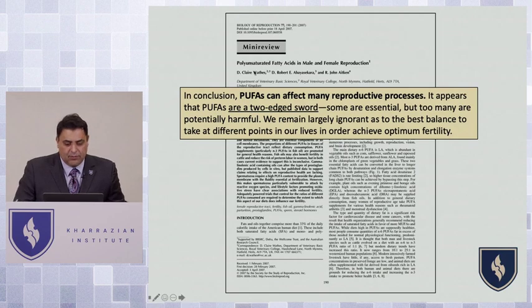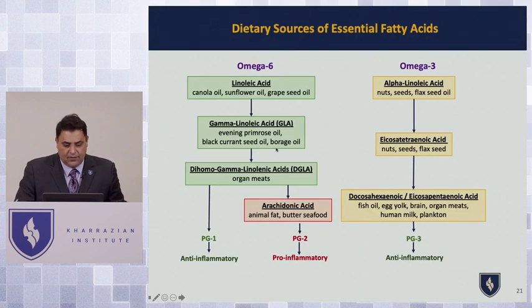Now, in this paper titled Polyunsaturated Fatty Acids in Male and Female Reproduction, they found that polyunsaturated fatty acids can affect reproductive processes, but appear to be a two-edged sword. Some are essential, but too many are potentially harmful. And ultimately, the key thing is that there's balance. So whenever you see a patient that has infertility, you immediately need to do a dietary history of their fats, good and bad fats, and figure out where in this cascade you need to add some things in.